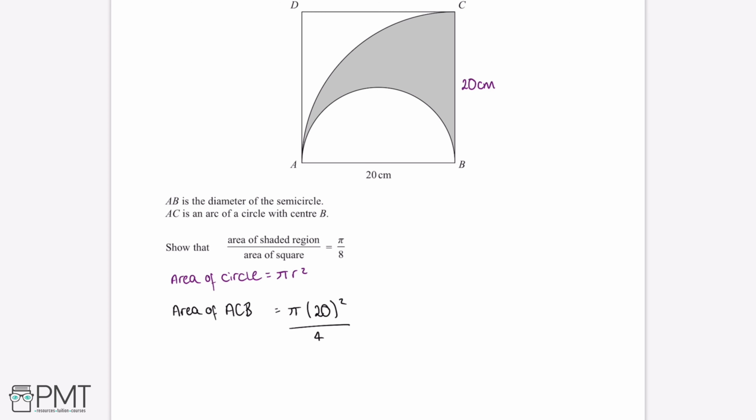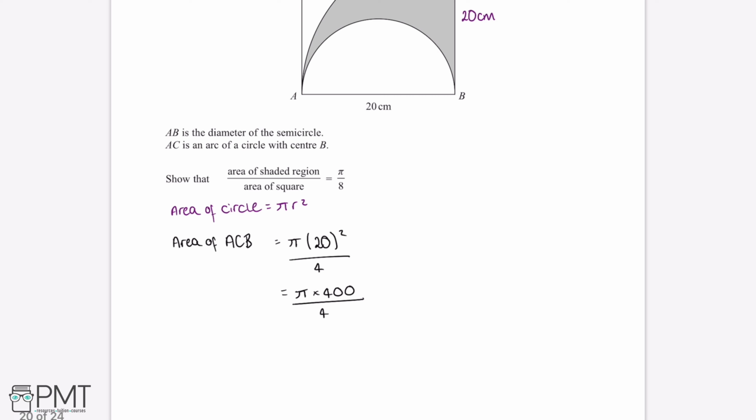So the first thing we'll need to do to simplify this down is square the 20. And 20 squared is equal to 400. And then the final thing we'll need to do is simplify down this fraction. And pi multiplied by 400 divided by 4 will give us 100 pi.